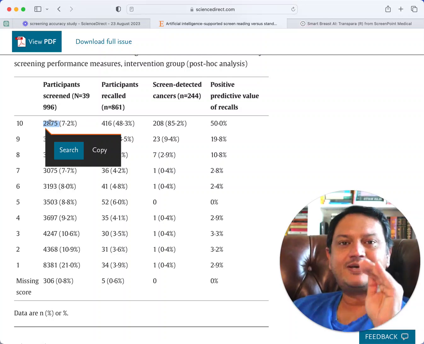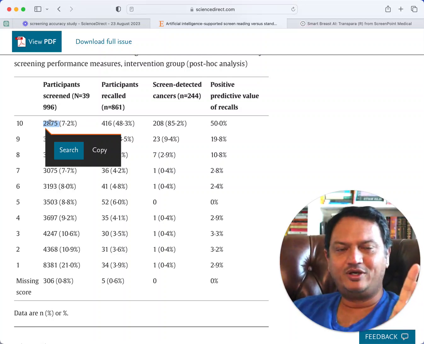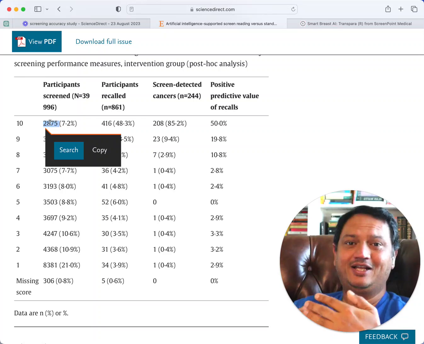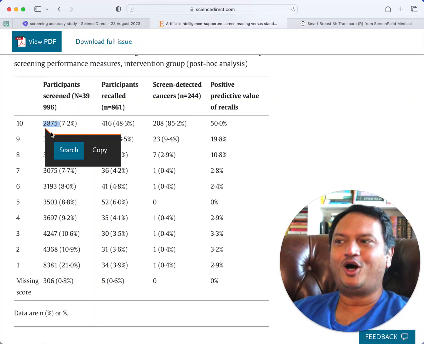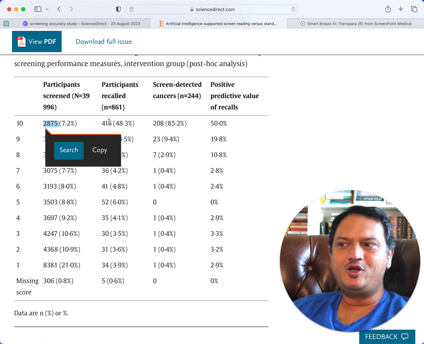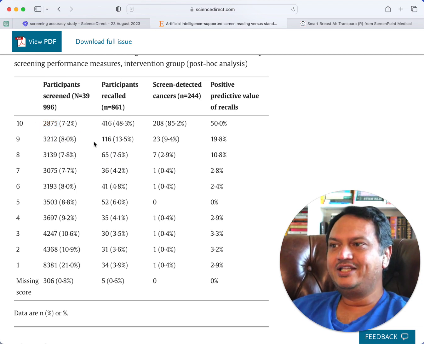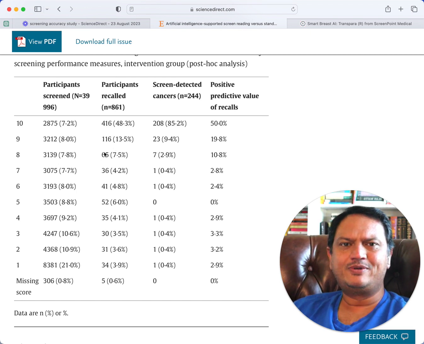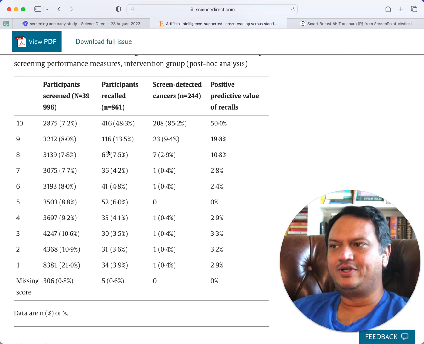The false positive rate is comparable between the two groups, two radiologists and one radiologist, likely because the radiologist here is still calling the shots. It's like, no, no, no, we don't need to call all these 2,875 people scoring 10. Only 416 out of these were recalled. So it's not that all the 861 recalls in the AI group were from score 10. There were also 116 from the score of 9 and 65 from score 8. So even if you take the high risk and intermediate risk, it still only covers 600 or so recalls. So 80% of the 861 recalls were still recalled all the way down to level one, right?